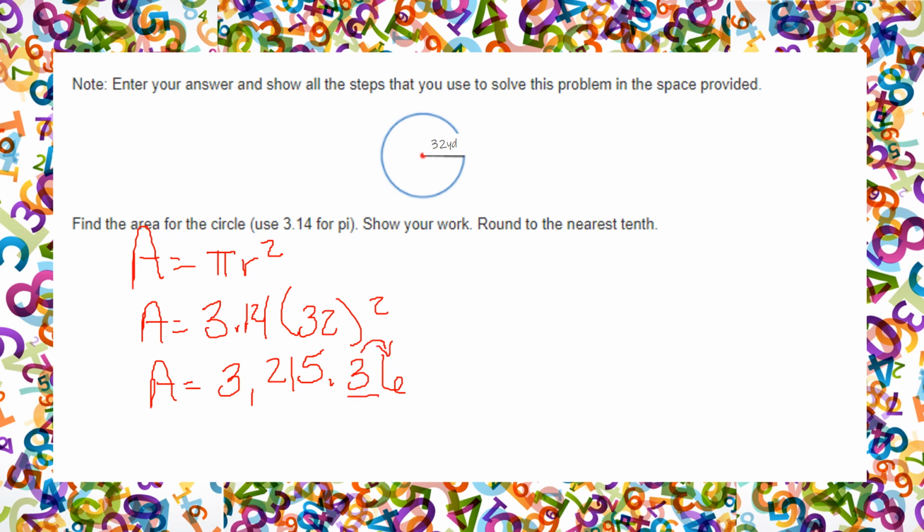So I'll look to the right. The 6 is 5 or more. So I'm going to raise that 3 to a 4. I always say 5 or more, raise the score. 4 or less, let it rest. So that means leave it the same. And this would be yards. And because it's area, we're going to put squared.